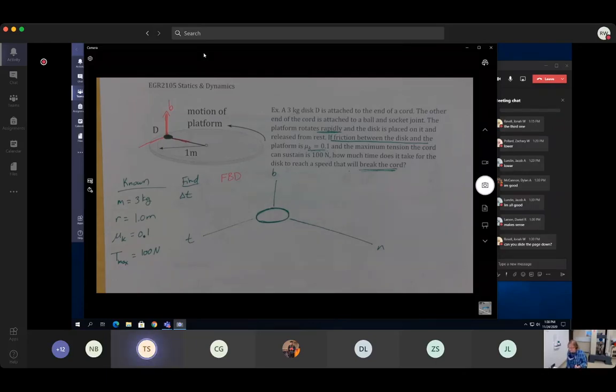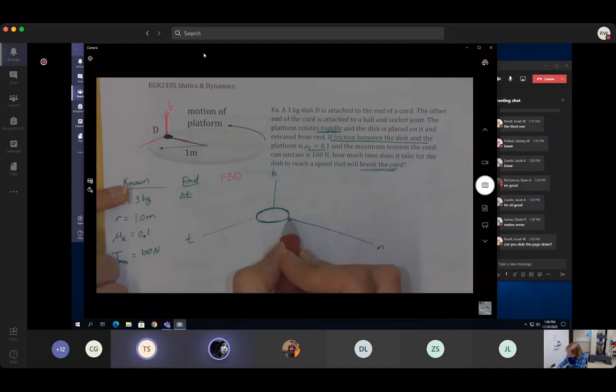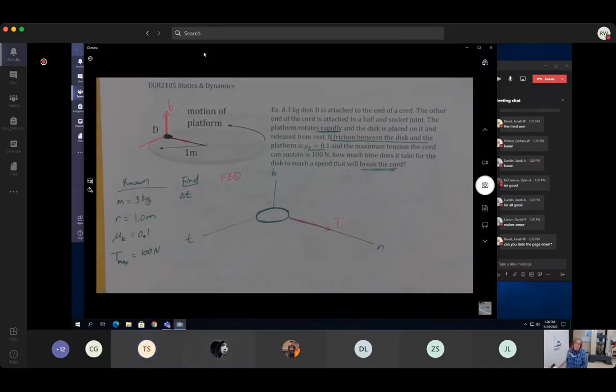In the normal direction towards the middle. Okay, so normal direction away from the disk. We'll have our tension. Where should friction go? In our tangential direction, in the opposite of rotation, right? Yep, so somehow negative, opposite of rotation.